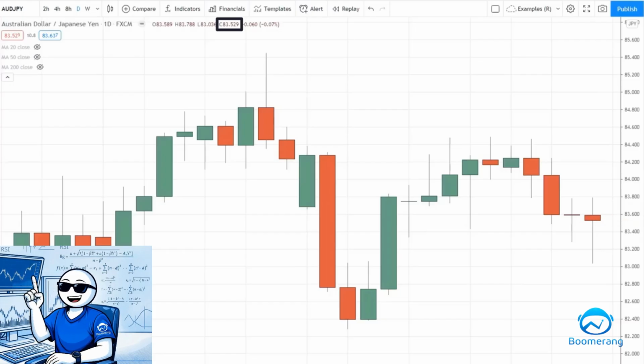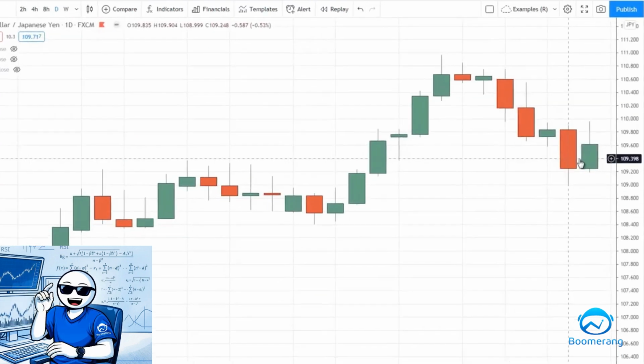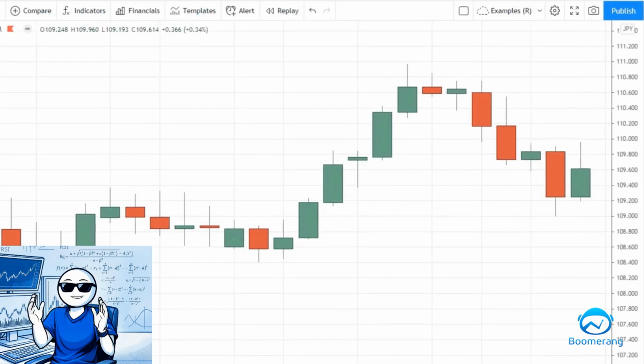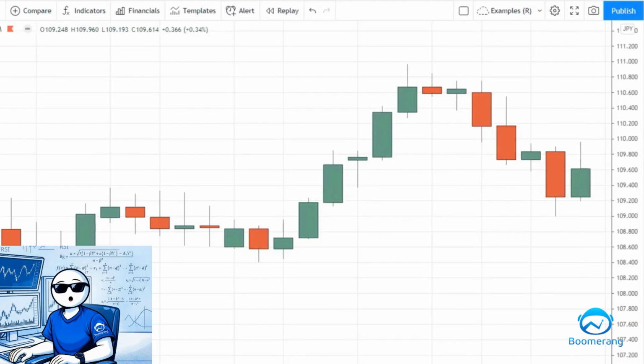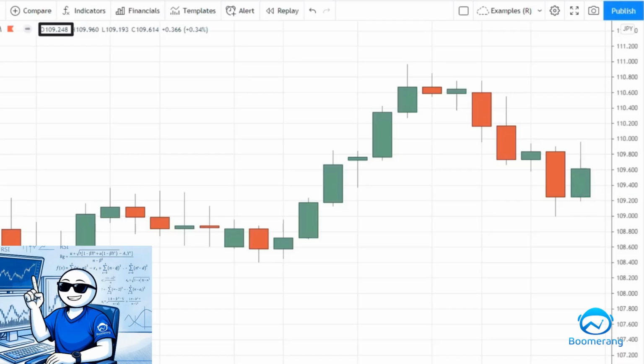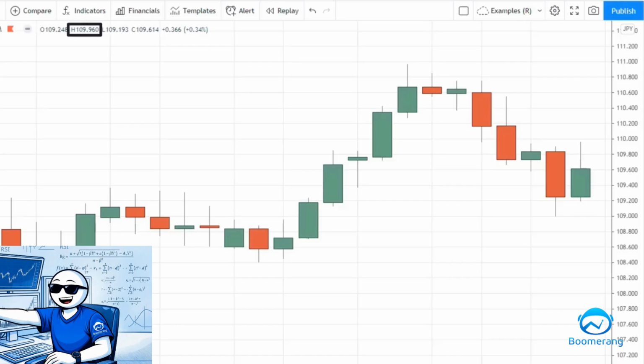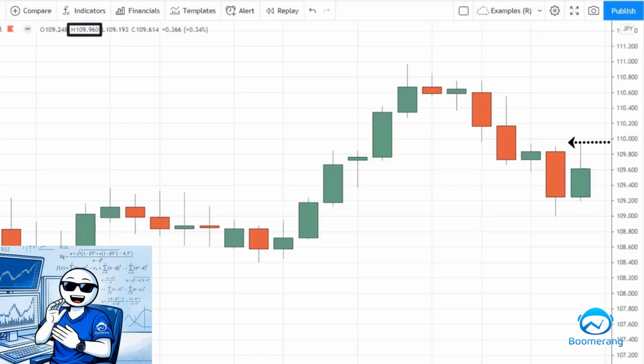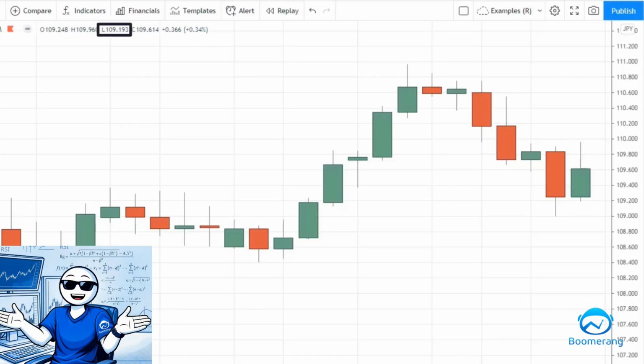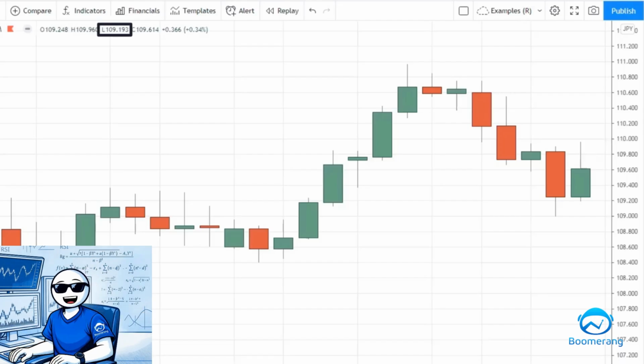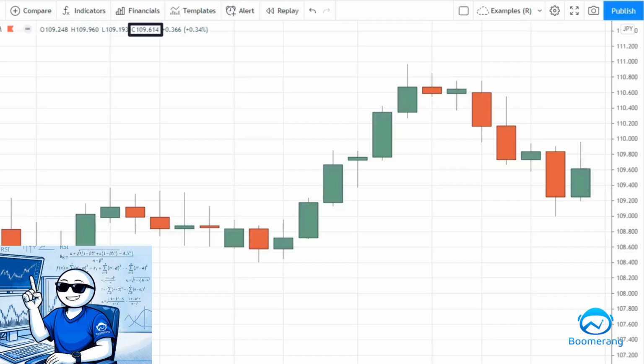Does it make sense? Let's do one more example. How about the dollar against the Japanese yen? Now we have a green candle. Same thing. For this market, the opening price, what does it say? 109.248. Where is the highest price point for the day? 109.96. Where is the lowest price point for the day? 109.193. And where's the closing price for the day? 109.614.